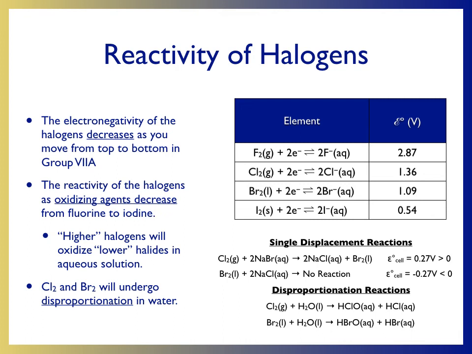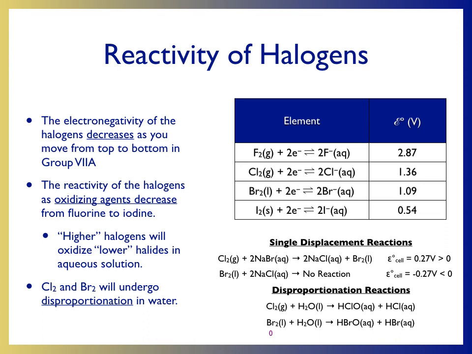For example, chlorine gas, when reacted with water, forms hypochlorous acid, or HClO, and hydrochloric acid, HCl. Similarly, liquid bromine reacts with water to form hypobromous acid and hydrobromic acid. In both these reactions, the halogen starts out with a zero oxidation state since it's not combined with any other element.